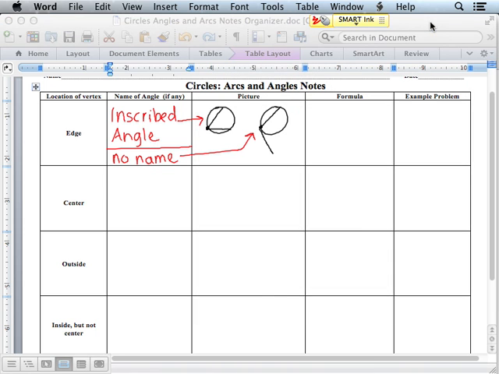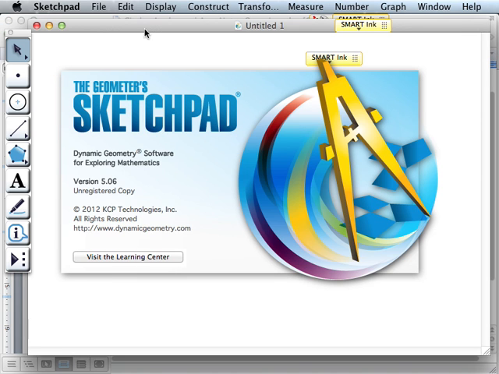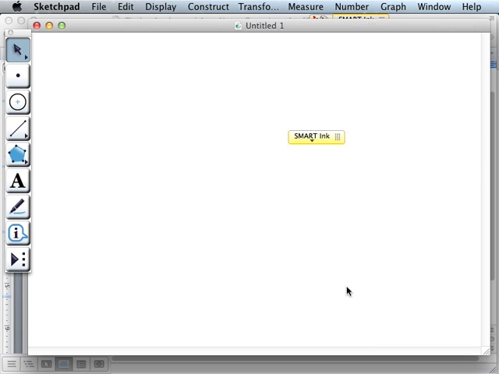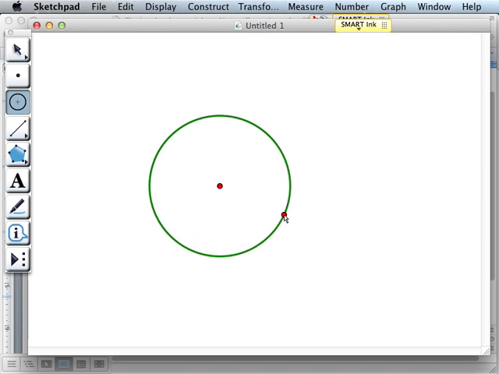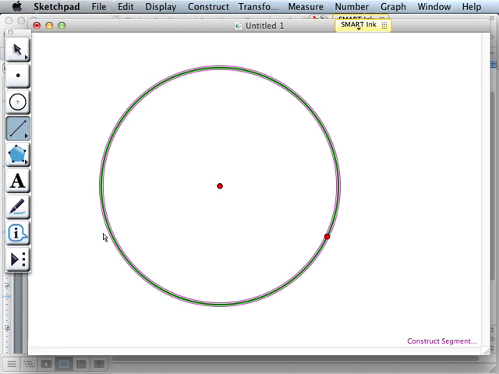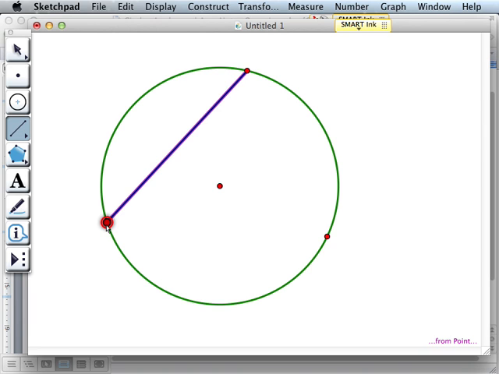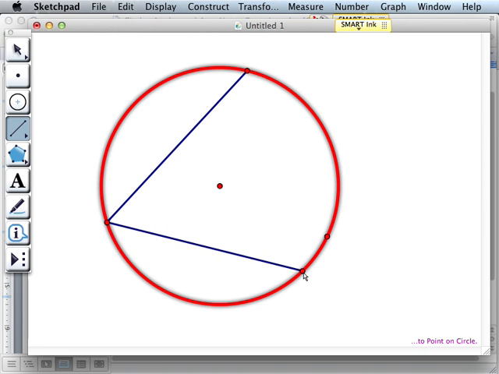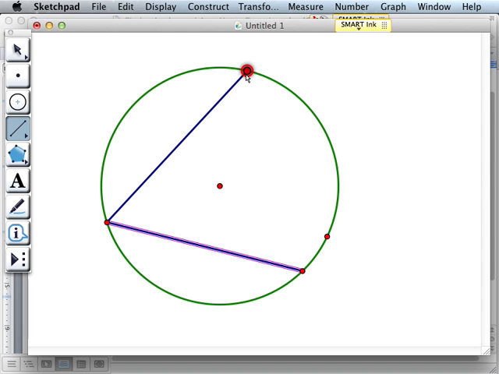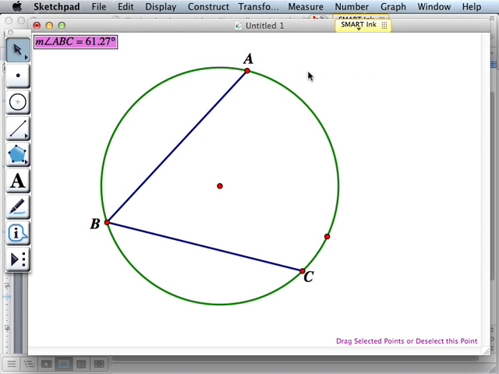So I'm going to open up Geometer's Sketchpad for a second, and I'm going to draw a circle here. So here's my circle, and I'm going to make an angle whose vertex is on the circle. And we'll make it an inscribed angle. So these endpoints here are on the circle. Now I'm going to measure this angle. Measure angle. And it says that the measure of the angle is 61.27 degrees.